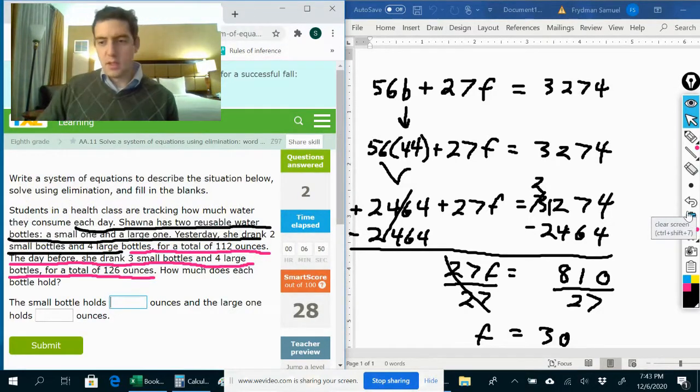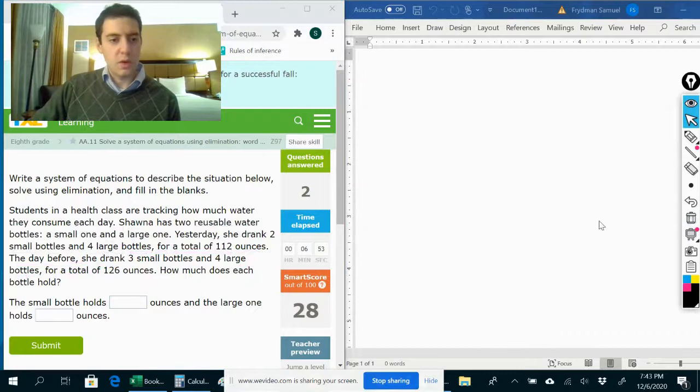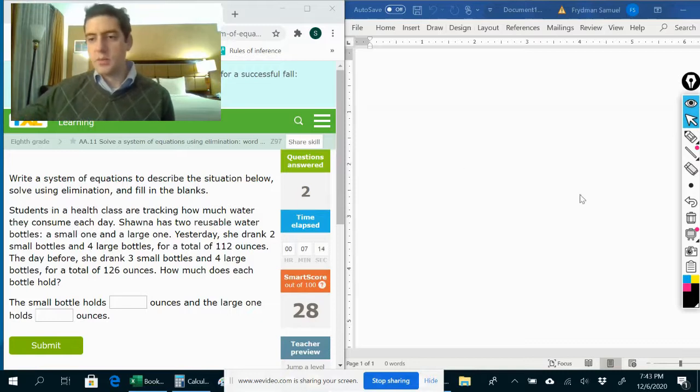Let's do one more problem here. All the problems in this exercise are the same, so let's just do one more. Students in a health class are tracking how much water they consume each day. Shauna has 2 reusable water bottles, a small one and a large one. Yesterday, she drank 2 small bottles and 4 large bottles for a total of 112 ounces. All right, so let's pause there and write an equation here.